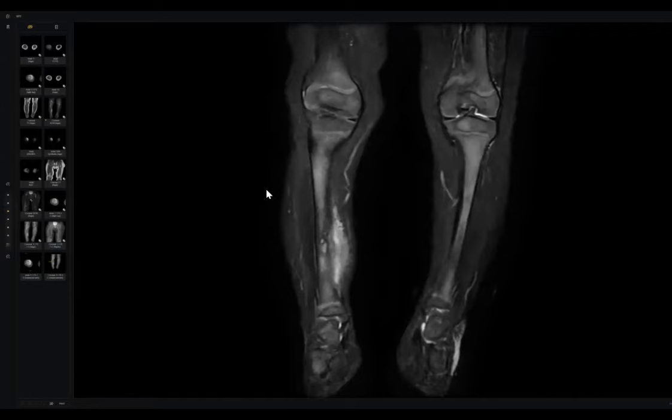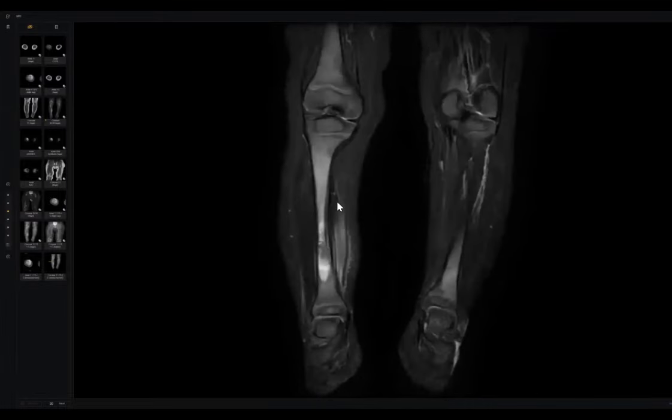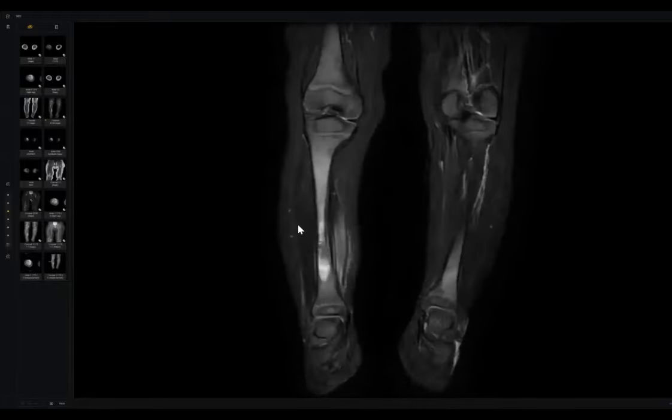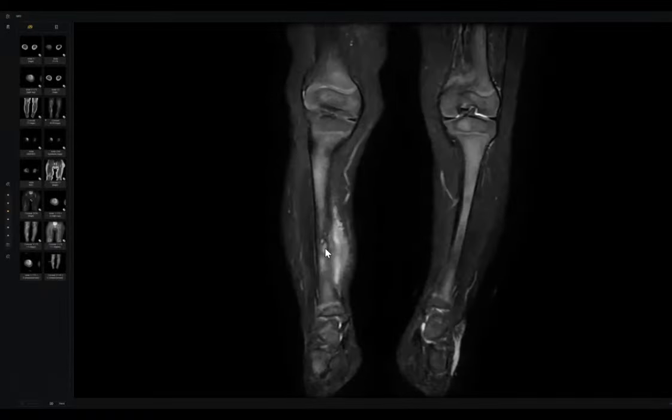What else? Doctor, do you think this large soft tissue component affects more than the bone? Most of the tumor is centered at the soft tissue. So what do you think? What could be the first differential diagnosis? Ewing sarcoma.